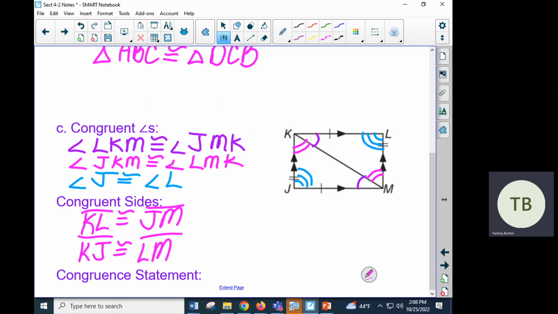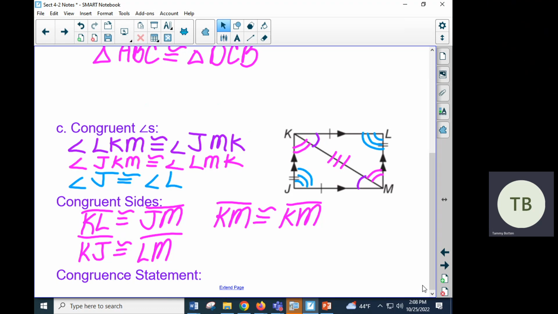Now, if you guys notice, these 2 triangles share this side. So what that means is I can say KM is congruent to itself, KM. Do you guys remember what that's going to be called in a proof? Reflexive property. Very good.